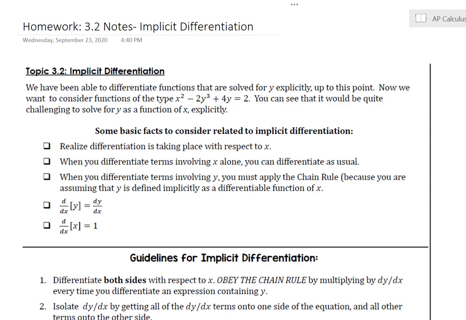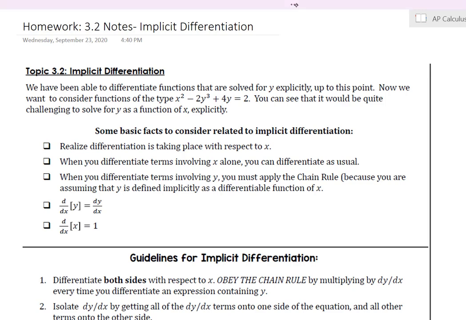So I'm really excited about today because we're going to be talking about implicit differentiation. And the whole idea of this is we're taking all of our rules that we've learned about derivatives and we're just learning more and more about how I take derivatives and find instantaneous rate of change of more complex functions.